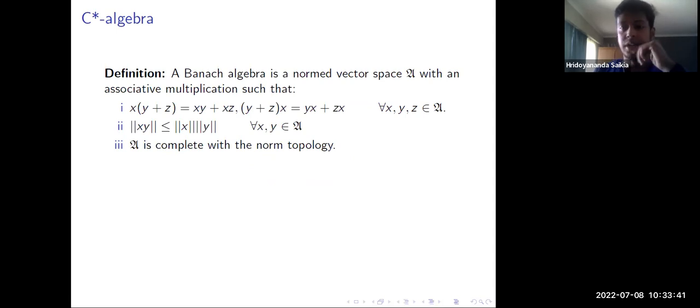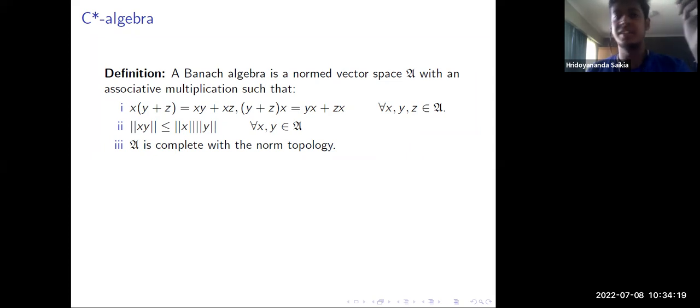I'm assuming that not everyone took the course on operator algebras, so I would like to give a brief description of what these objects are. I want to define a C-star algebra, but before that, let us define what a Banach algebra is. A Banach algebra is a normed vector space. It has a norm, and it also has a vector multiplication.